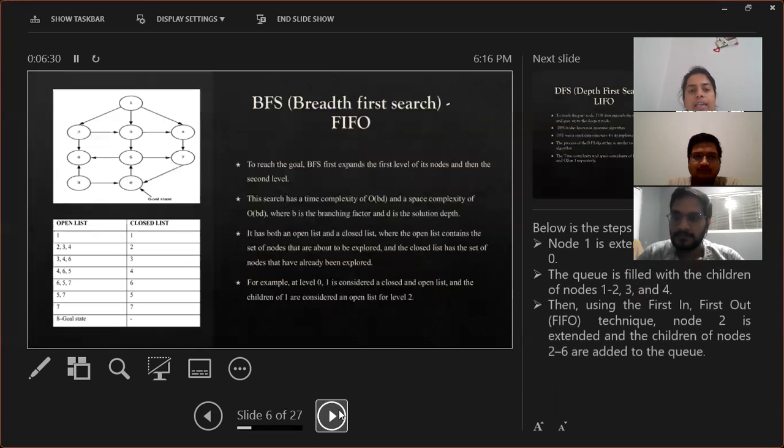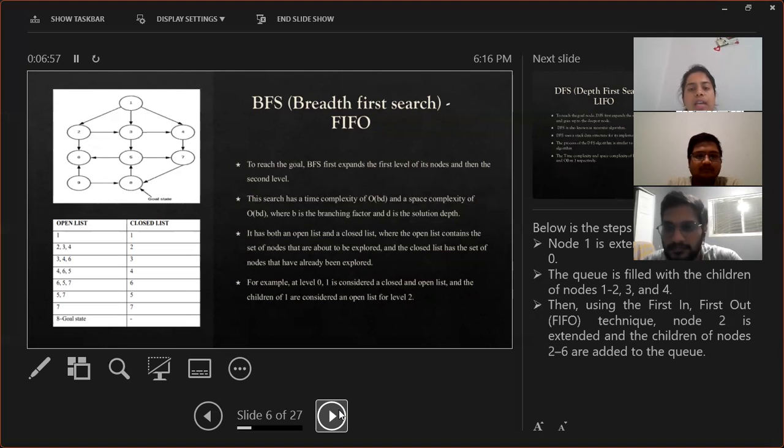Well, coming to the next slide, which is the breadth first search algorithm, which follows the FIFO, first in, first out model. To reach the goal, this search expands the first level of its nodes and then the second level. This search has the time complexity and space complexity as represented here, where B is the branching factor and D is the solution depth.